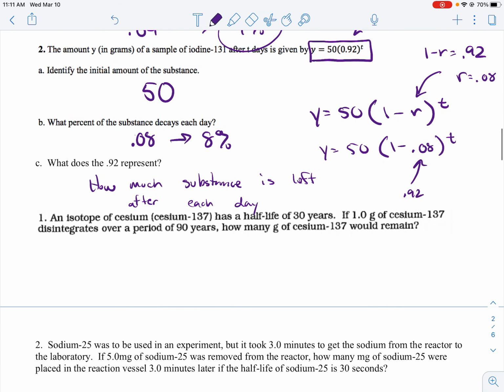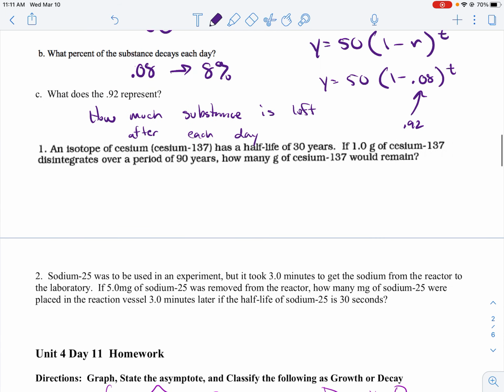Okay? Number 1, number 2 deal with some sort of, they're a little more chemistry-like, right? So an isotope of cesium-137 has a half-life of 30 years. So if 1 gram of cesium-137 disintegrates over a period of 90 years, how many grams of cesium-137 would remain?